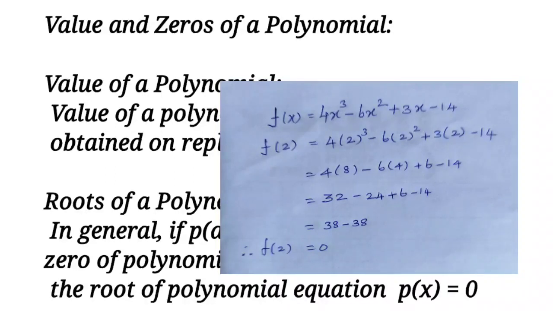Then 4 8s are 32 minus 6 4s are 24 plus 6 minus 14. Then 32 plus 6, 38, minus 24 minus 14. Then 38 minus 38, we get f of 2 is equal to 0. Therefore, 2 is one of the zeros of f of x. Right.